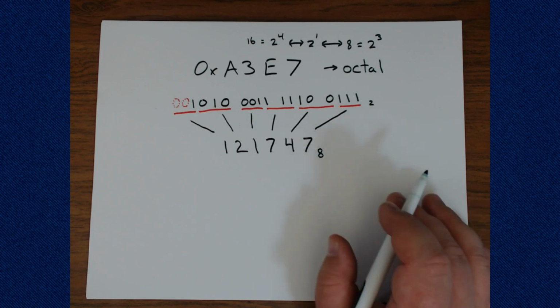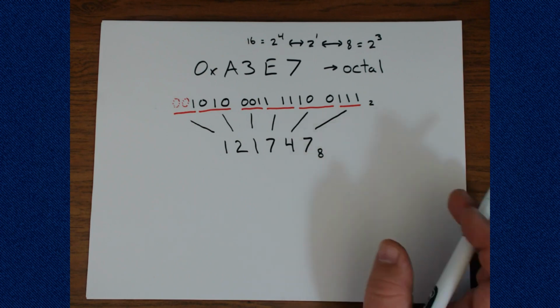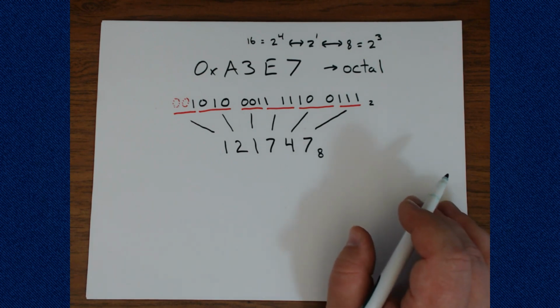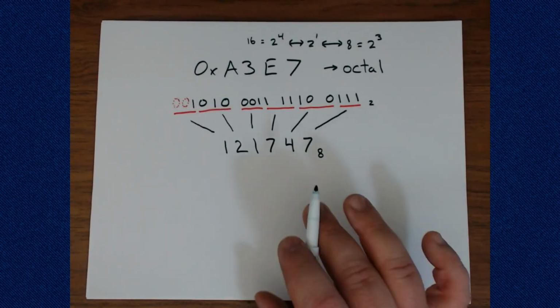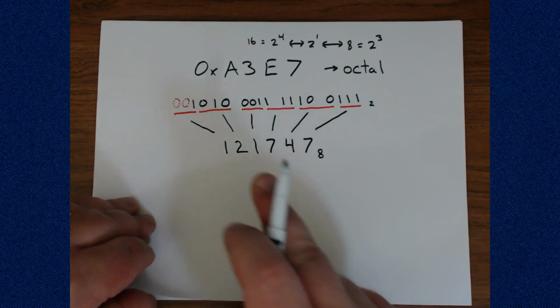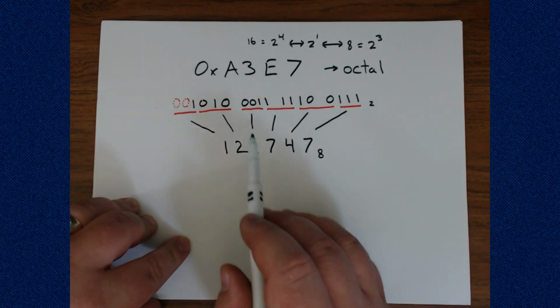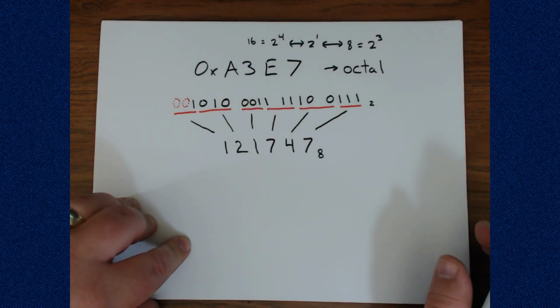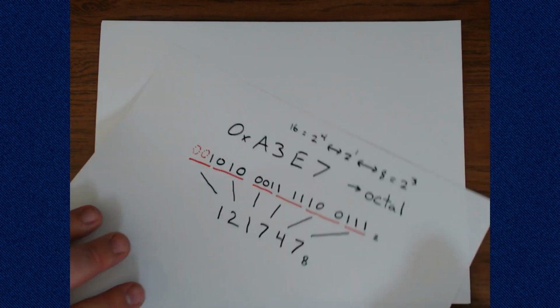Now, we may want to do the exact opposite. We may want to take an octal number and reinterpret it as its equivalent hexadecimal value. So we need to do that as well. But we can do it in the same fashion by going from octal to binary, and then from binary back up to hexadecimal. So let's do that.